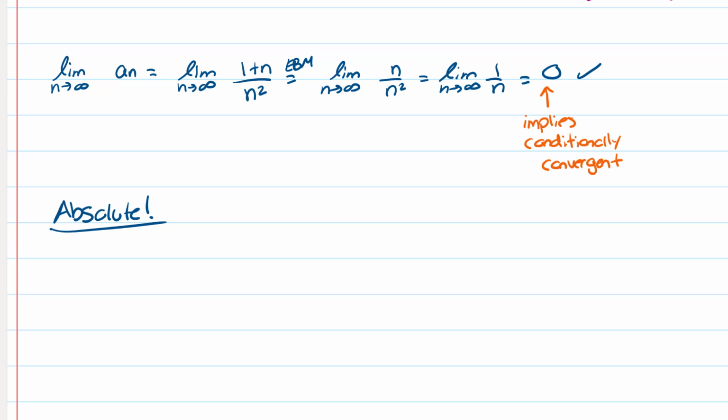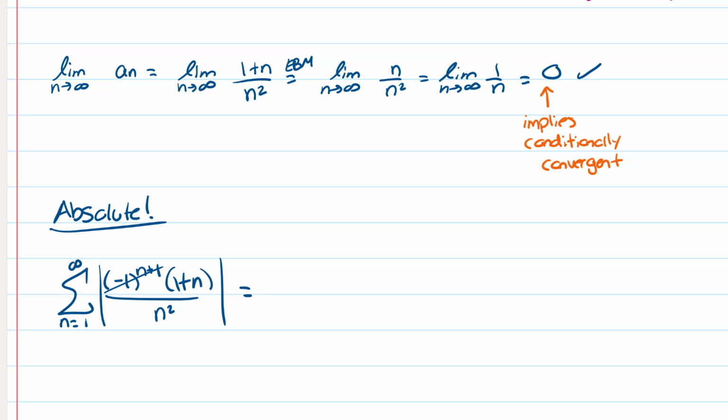So now we're going to check the absolute convergence part. We're going to write down our series, which is the sum from n equals 1 to infinity of negative 1 to the n plus 1, times (1 plus n), all divided by n squared. And we're going to throw some absolute value bars around it. All that does is get rid of the negative term. So now this is the series from n equals 1 to infinity of (1 plus n) over n squared.